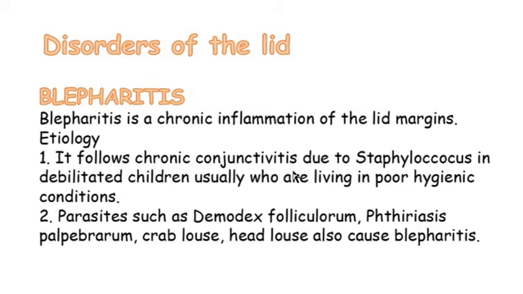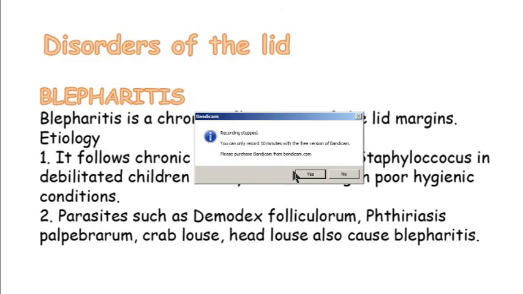So blepharitis is a chronic inflammation of the lid margins. The etiology: it follows chronic conjunctivitis due to staphylococcus, basically in children usually who are living in poor hygienic conditions. And then we have other conditions which may give rise to blepharitis. So this can be infectious or non-infectious sometimes, but the most common is bacterial infections or allergies.